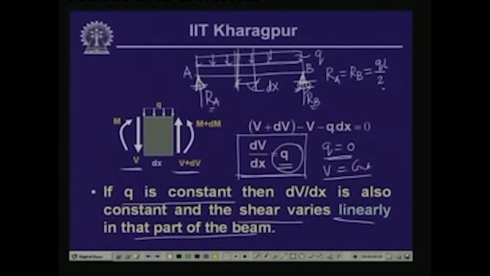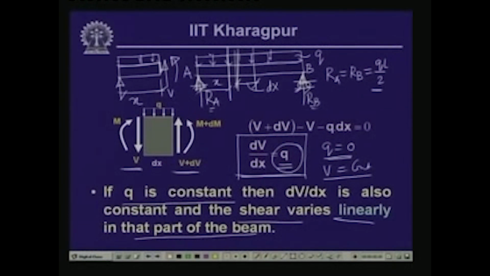So, R A equals R B equals Q L by 2. Now, if we take a free body at a distance of x from A, and take the equilibrium of the forces of this free body, here we have R A, on this part of the beam we have Q, this distance is x, and the resultant stress resultants at this end are shear force V and moment M.